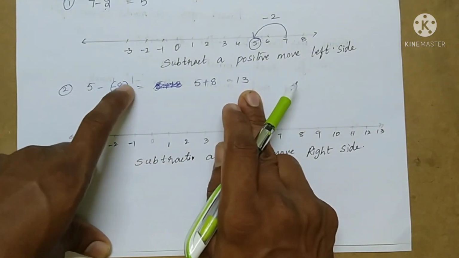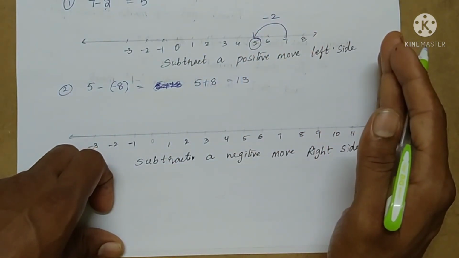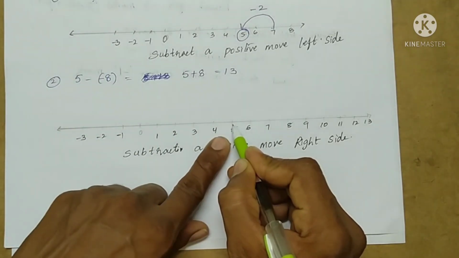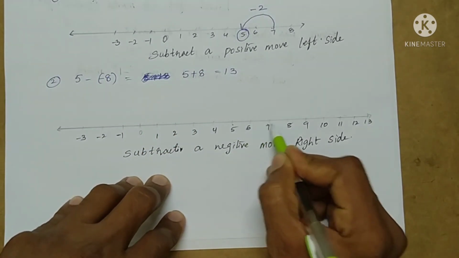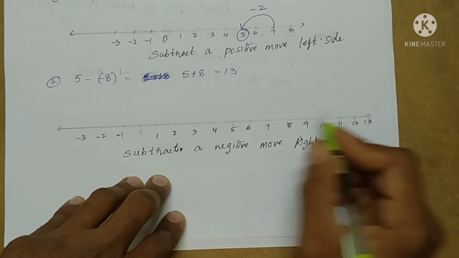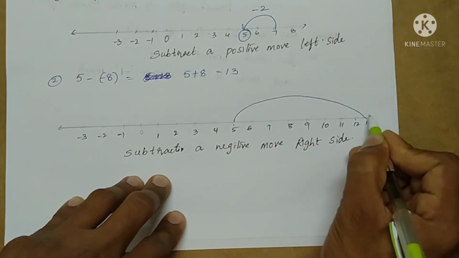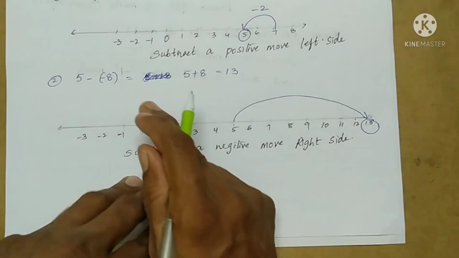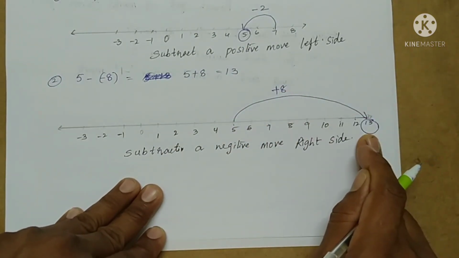So subtract a negative integer, we have to move right side on the number line. So here 5 is here, right? So plus 8 means 1, 2, 3, 4, 5, 6, 7, 8. So 5 to 13. This is the final result. So the addition of 5 plus 8 is equal to 13.